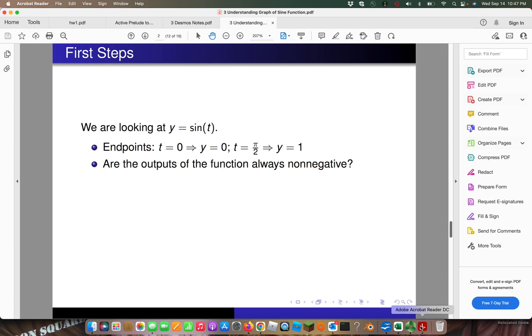Next, we're going to look at the outputs of the function. And in particular, I want to know whether the outputs of the function are negative, positive, 0, what kind of values do we get.